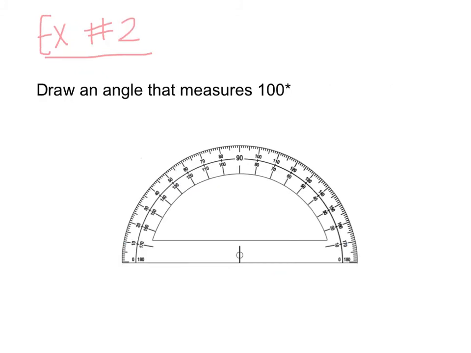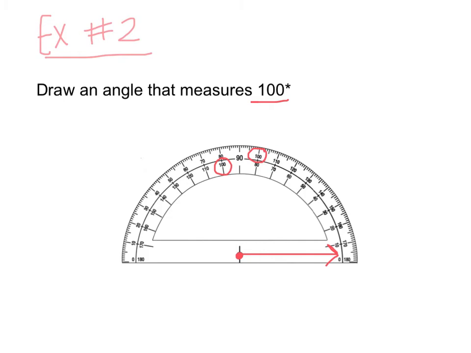Example number 2. This time we have to draw an angle that measures 100 degrees. So you want your vertex to start right there in the middle. Every time you draw an angle, you want to just go ahead and draw your first line straight across. It just makes it very easy to draw the angle. Now, 100 degrees is going to be an obtuse angle. So let's find the 2 points that are 100. There's the first one, and here's the second one.